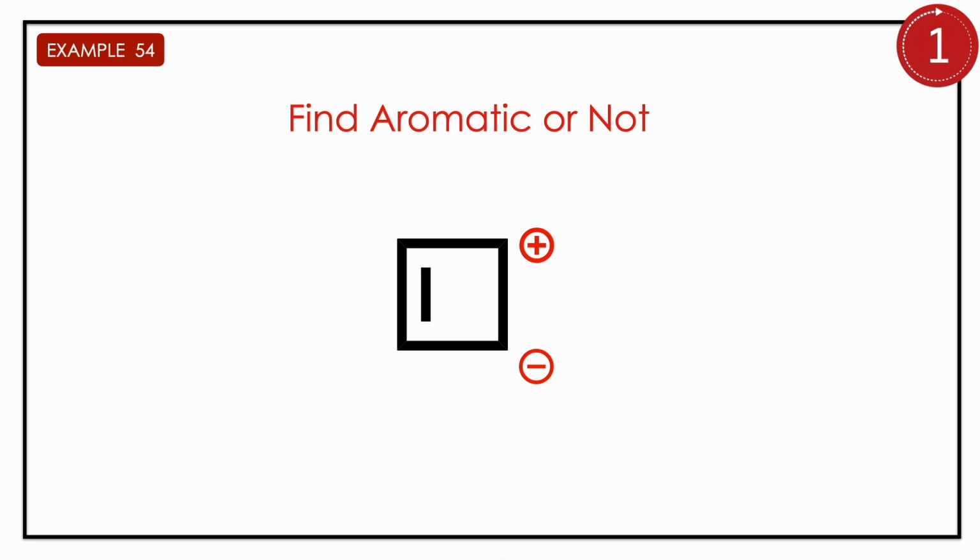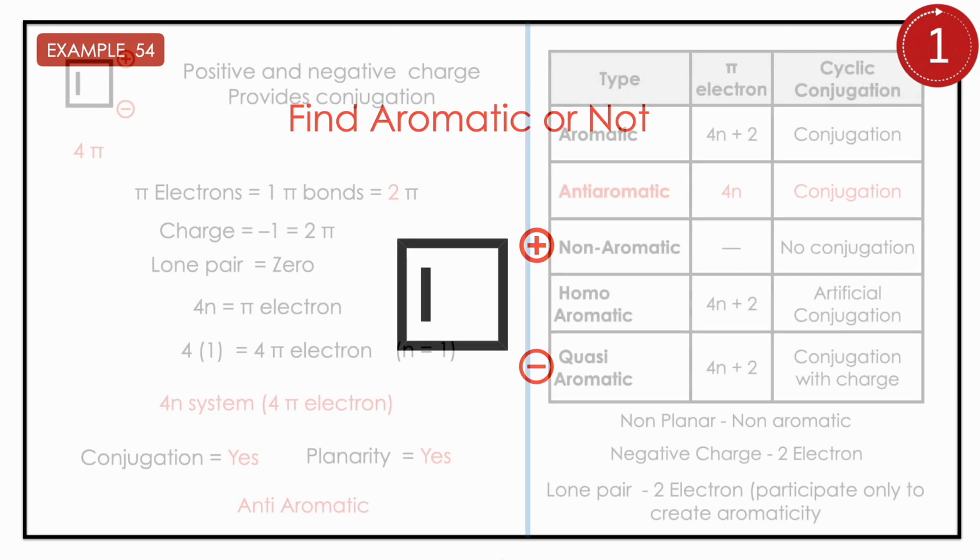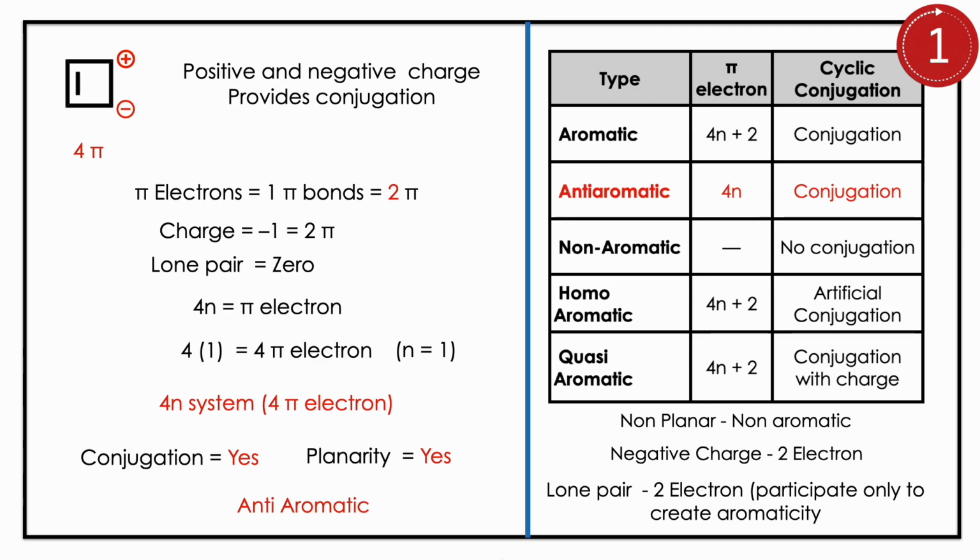Then the next example, you have cyclobutene with cation and anion. You should find whether the given compound is aromatic or not. Here the system is given with a twist. You can consider the cation and anion like cyclobutadiene, but here it is given as charges. So let us analyze the possibility. Positive charge and negative charge help the conjugation.